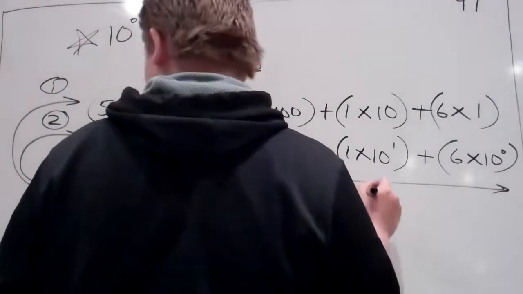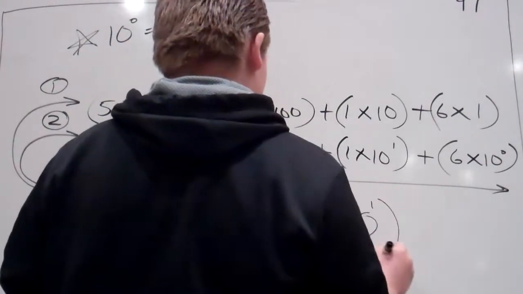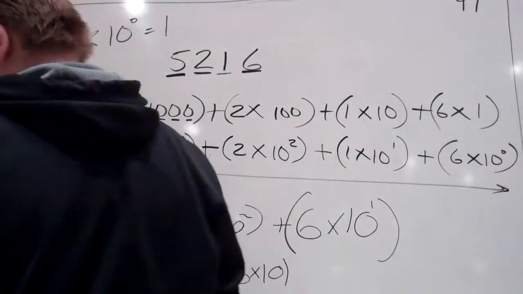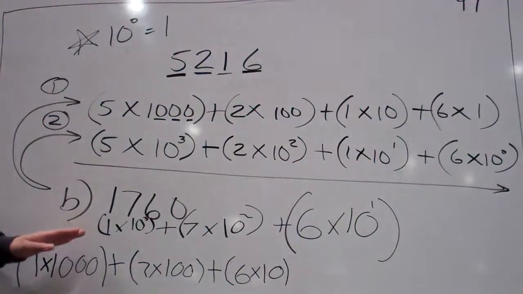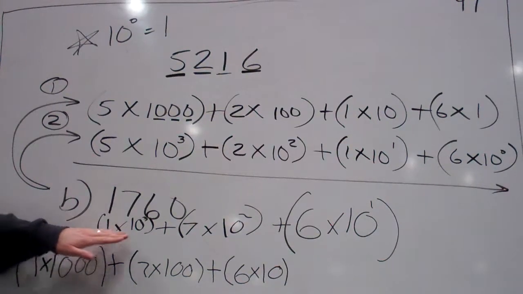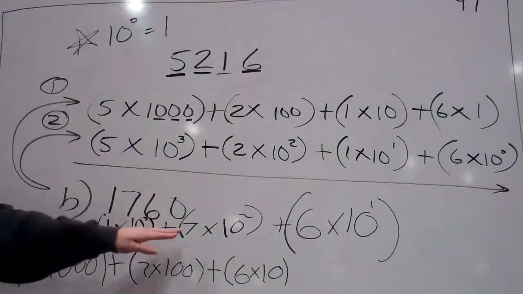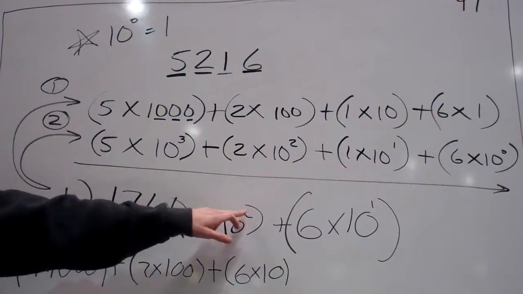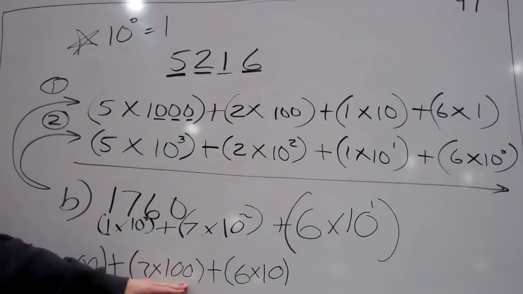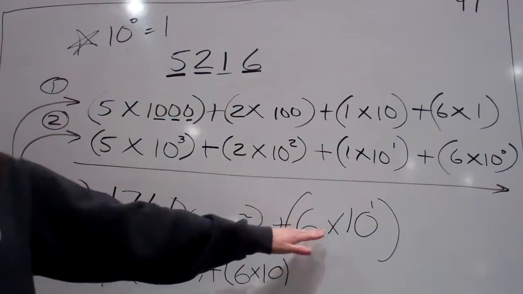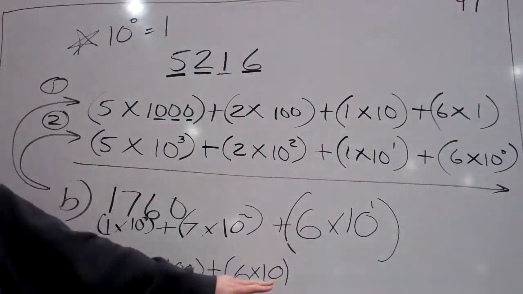Would be 10 to the 1. Okay, basically what you're doing, thank you, Lane. See? Okay, so you should have gotten 1 times 10 to the third power because there are how many zeros? 3. You should have gotten 7 times 10 to the second power because there are how many zeros? 2. You should have gotten 6 times 10 to the first power because there are how many zeros?